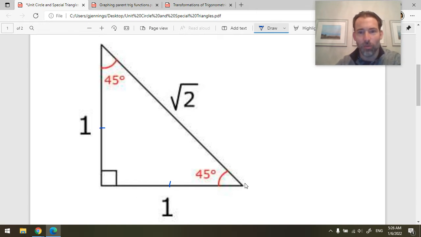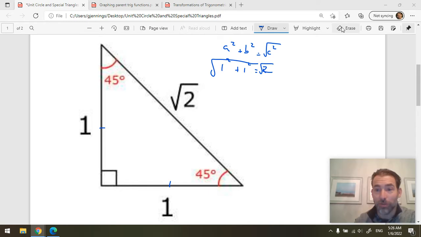And then 1 squared plus 1 squared equals, well, 2. And so this side would be the square root of that, because a squared plus b squared equals c squared. So then this would be the square root of that to get c. So that would be root 2. Okay? So we could take the square root of both sides.